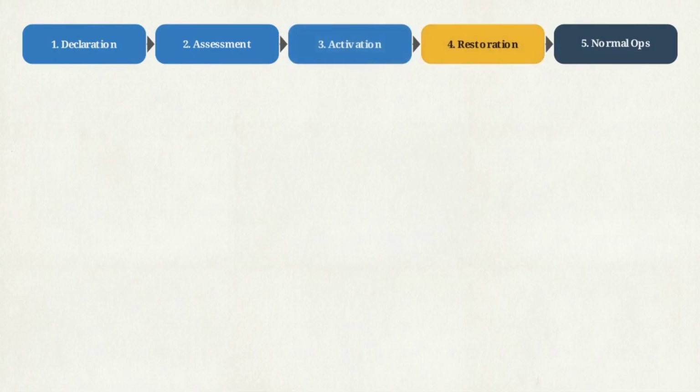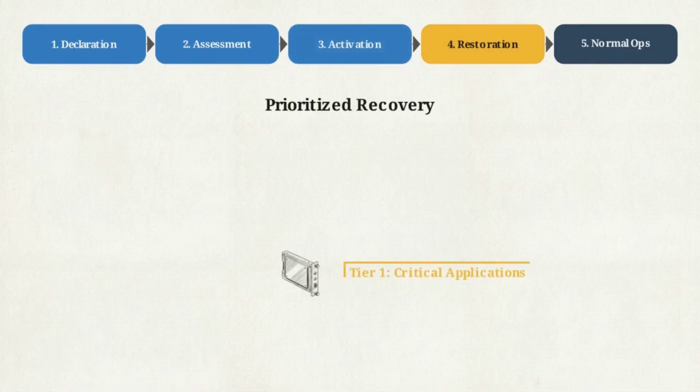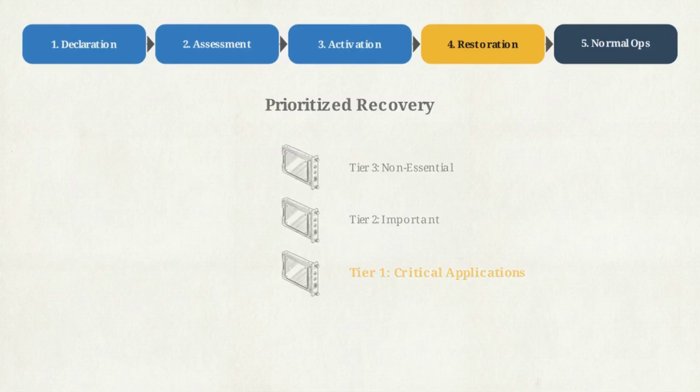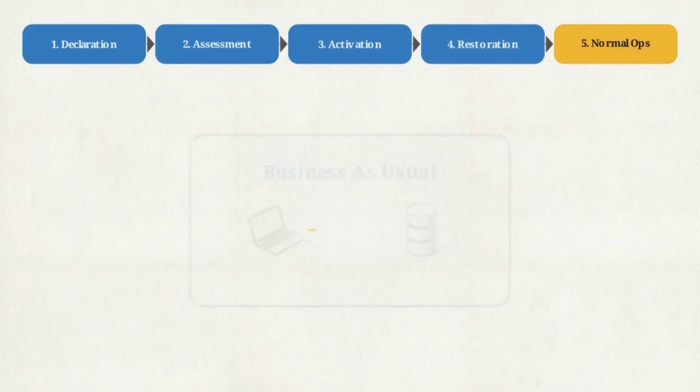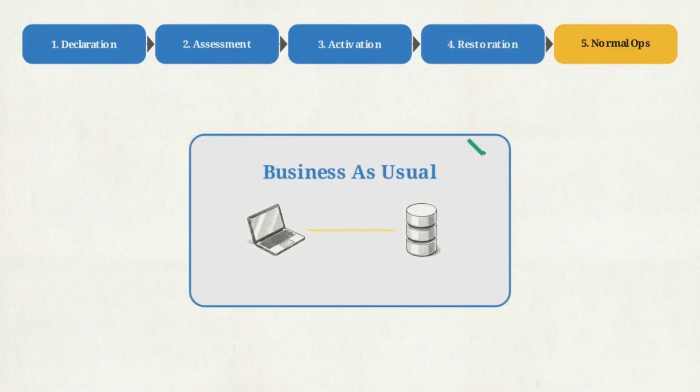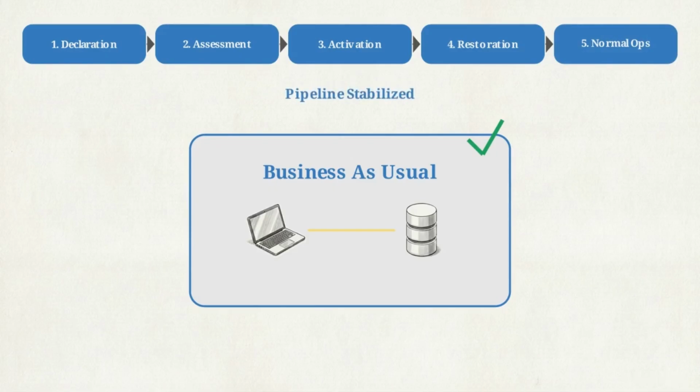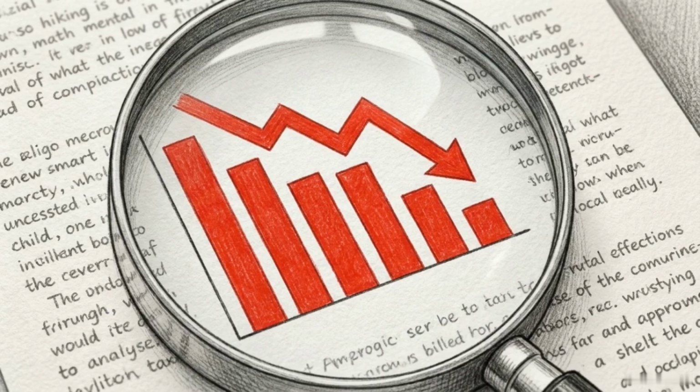Phase 4 is system restoration. Rather than bringing everything online at once, systems are rebuilt in a strict order based entirely on their criticality to organizational operations. Finally, Phase 5, return to normal operations. Stabilized systems transition away from the emergency state and back to standard business processes. The structure of this lifecycle confirms that business impact analysis dictates every technical action that follows.